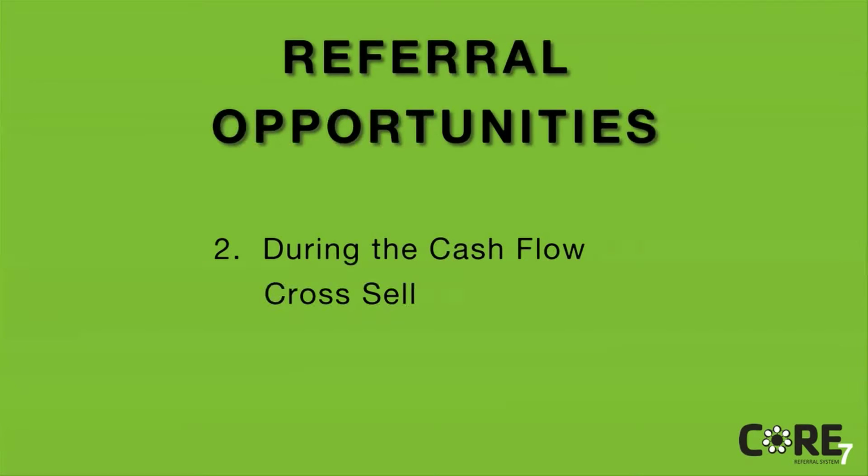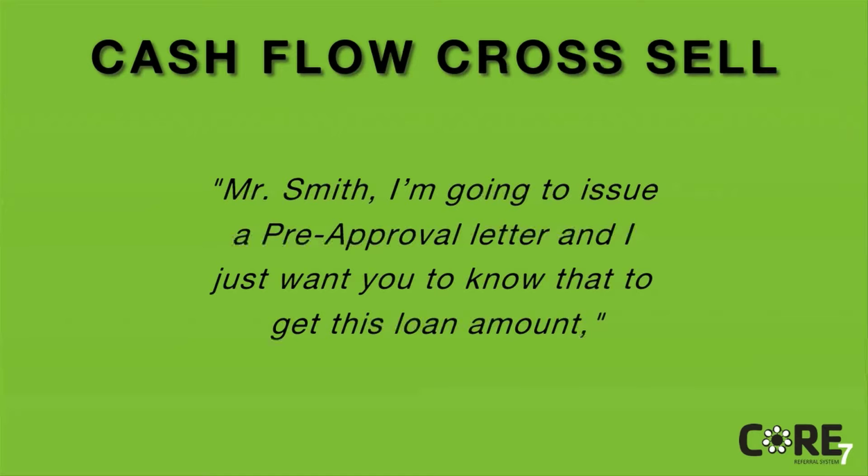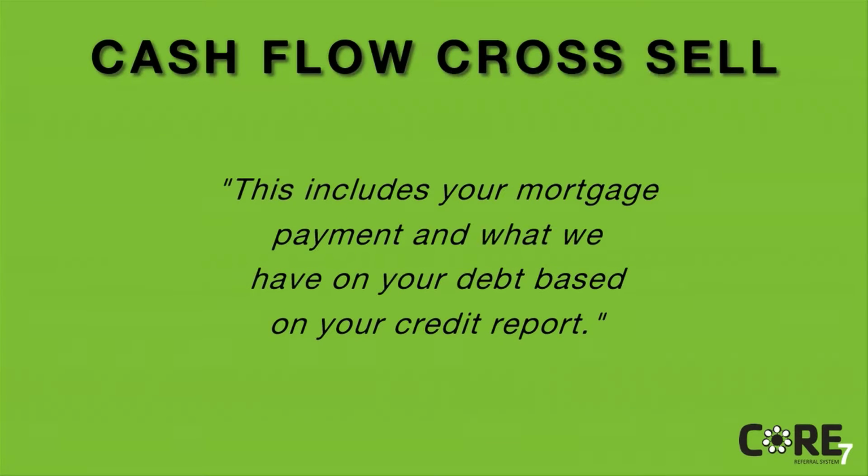The second referral point is the cash flow cross-sell, and it's done right when the mortgage originator lets the client know they'll be issuing a pre-approval. Here's how the cash flow cross-sell sounds. Mr. Smith, I'm going to issue a pre-approval letter, and I just want you to know that to get this loan amount, myself and all lenders use what's called debt-to-income ratios to calculate what you qualify for. This includes your mortgage payment and what we have on your debt based on your credit report.